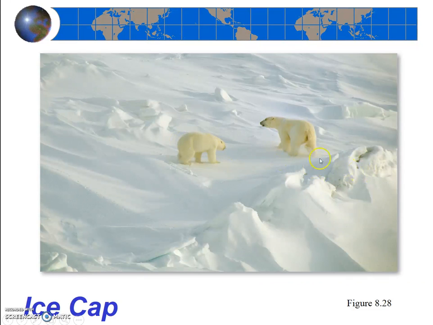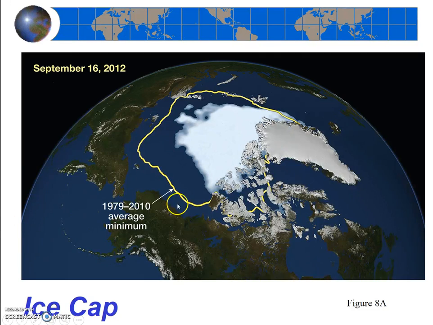As you can imagine, that will put some creatures at high risk, and it already has for polar bears, which rely on the sea ice for hunting and traveling. Also, not just the sea ice is melting, but also the polar ice cap on Greenland and Antarctica is melting much faster than we anticipated.